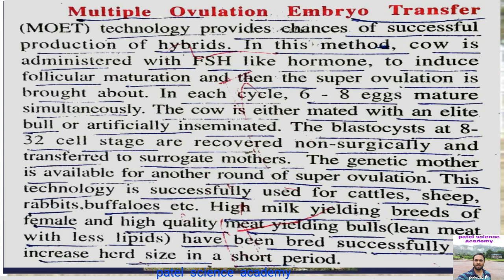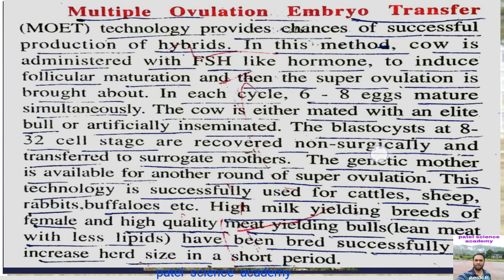In such a cycle, 6 to 8 eggs mature simultaneously. How many eggs? About 6 to 8 eggs at a time mature because of adding this follicle stimulating hormone artificially into the body of the female. And the cow is either mated with an elite bull or artificially inseminated. The blastocysts at 8 to 32 cell stage are recovered non-surgically and transferred to a surrogate mother.